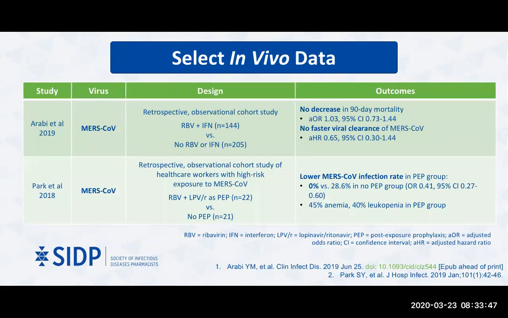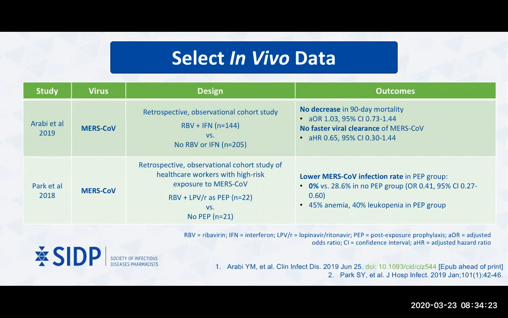Switching gears to MERS, I've provided 2 select trials, one that was treatment of MERS and one that was post-exposure prophylaxis in MERS. The treatment study, Arabi and colleagues, was published in 2019, and that compared ribavirin and interferon, again, in combination, versus no antiviral therapy. And it unfortunately posted relatively disappointing outcomes. There was no decrease in 90-day mortality and no faster viral clearance of MERS with the combination ribavirin therapy compared to no therapy at all.